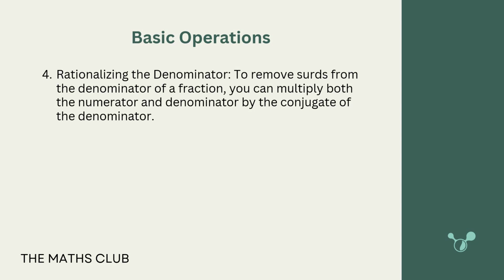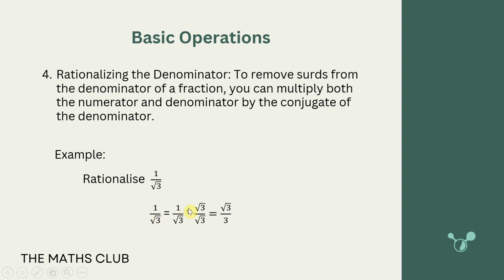That's all the big English. So to remove surds from the denominator of a fraction, you can multiply both the numerator, which is the top, and the denominator by the conjugate of the denominator. Let's look at that big English in simple terms. A good example is 1 over root 3. Like I said, it's not always good to have a surd as the denominator. So what do we do? We multiply the top and the bottom by that denominator. So you can say 1 over root 3.